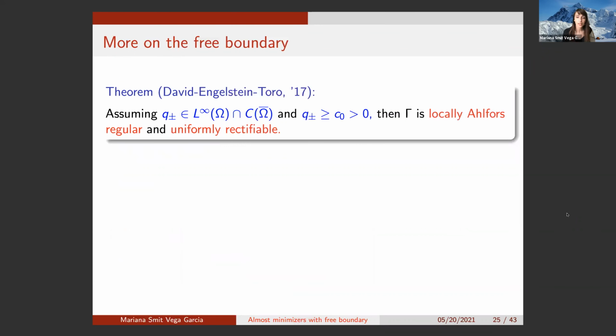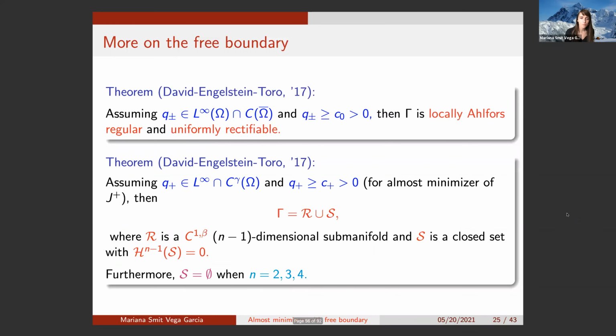With respect to the two-phase, things become much more complicated. So assuming that our two functions q plus and minus are continuous in L infinity and bounded away from zero, the free boundary is locally Alfors regular and uniformly rectifiable.